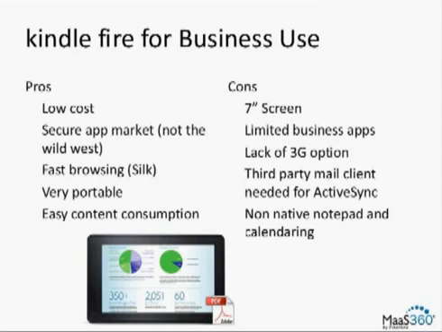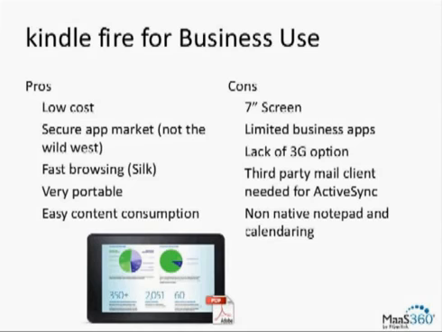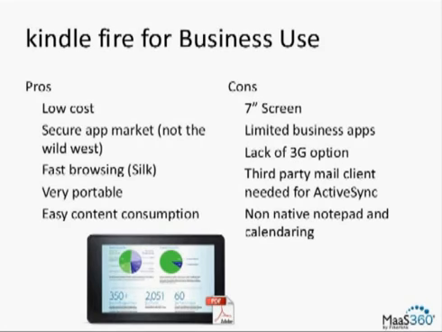So let's talk about what the cons are here. Even though you get the portability of the smaller screen, the 7-inch screen can also be seen as, obviously, a smaller viewing area. So that could be a con for some people. Right now, today, there's limited business apps available on the Amazon market. So that's definitely a con as well. Third, right now the only option is wireless. So there's no 3G option, so you have to connect to a wireless hotspot, so that can definitely be seen as a con.